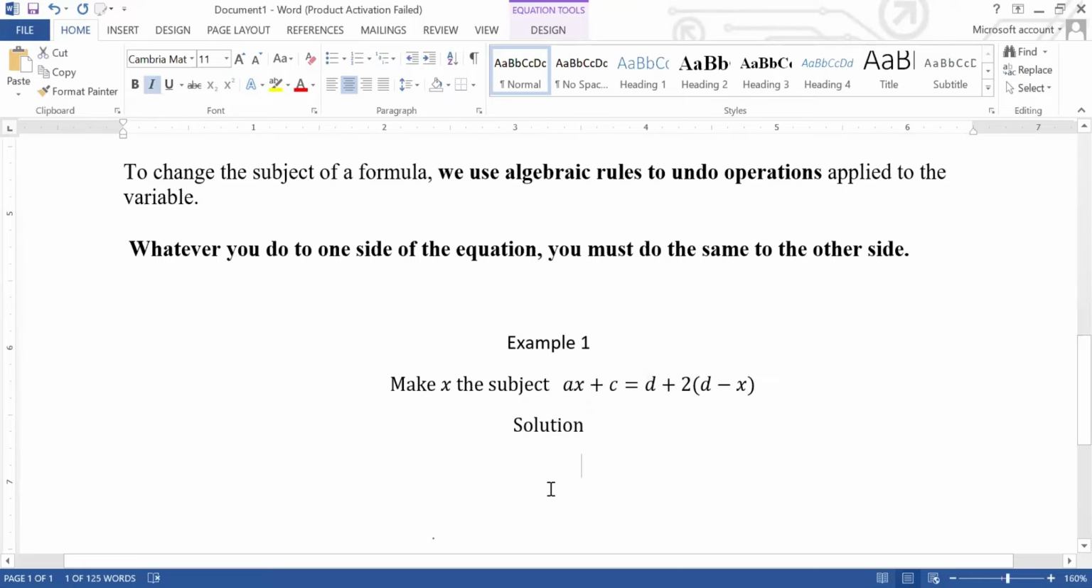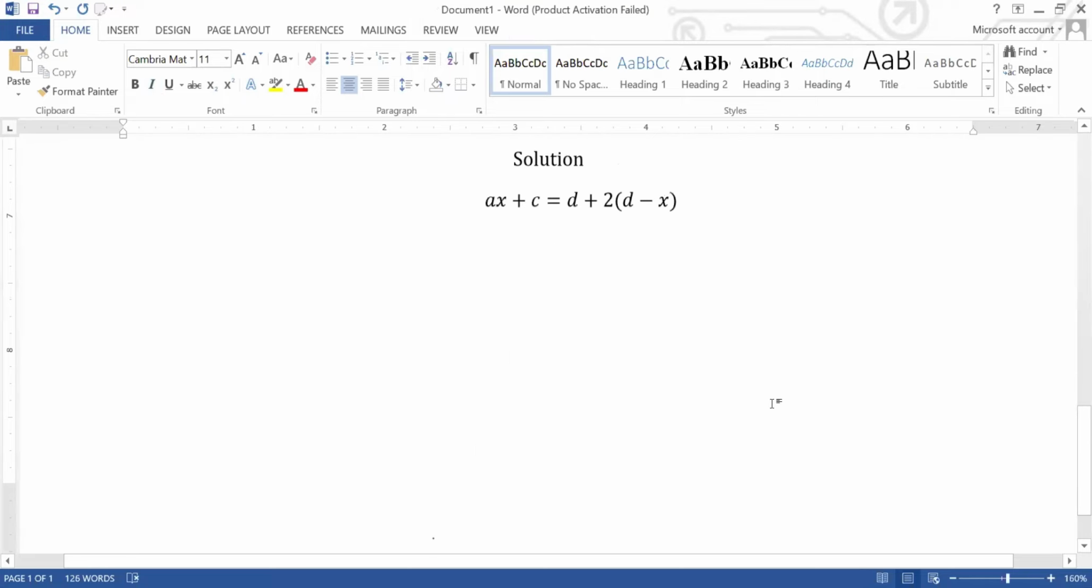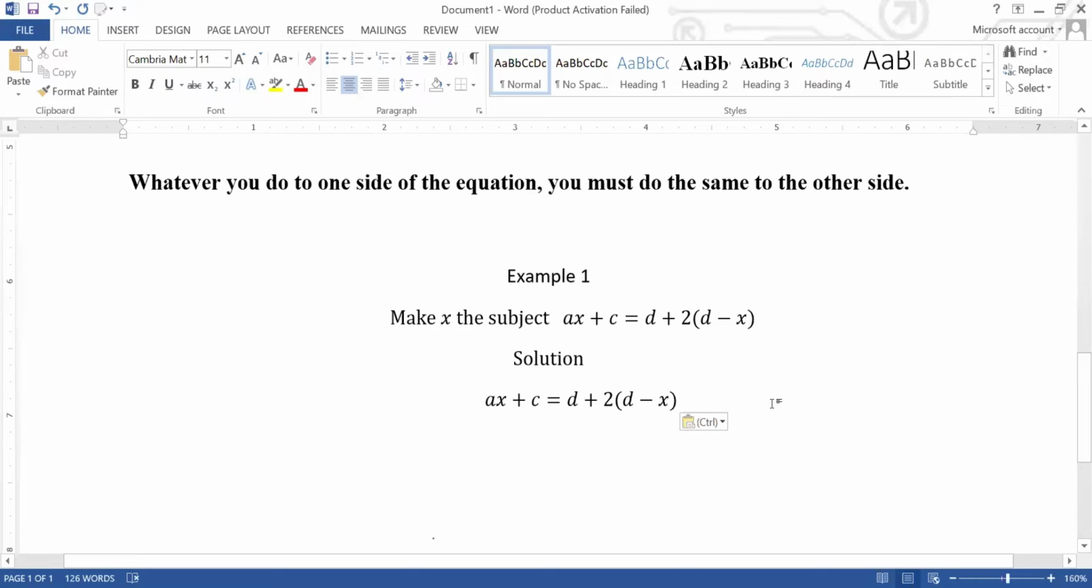So in this algebraic expression, we are going to make x the subject of the equation. We need to remove the bracket to ensure that the x variable is able to stand alone and we can isolate it. Anytime you see a bracket, undo the bracket. Okay, remove it. That's it. So we have ax plus c is equal to d plus 2d minus 2x.